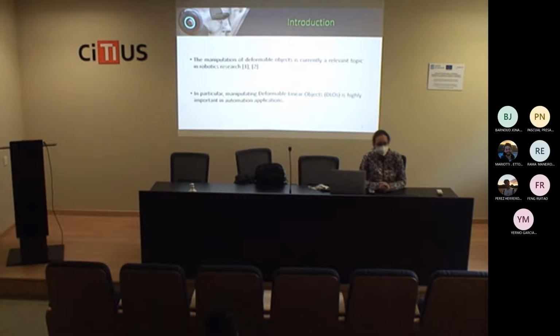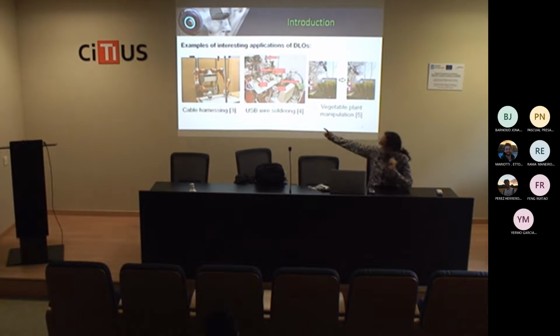So about the introduction, as I was saying, those deformable objects are nowadays really, really important in robotic research, and more specifically, the deformable linear objects called DLOs, because they have lots of applications within automation, such as you can see here, cable harnessing, wire soldering, and plant manipulation in general.